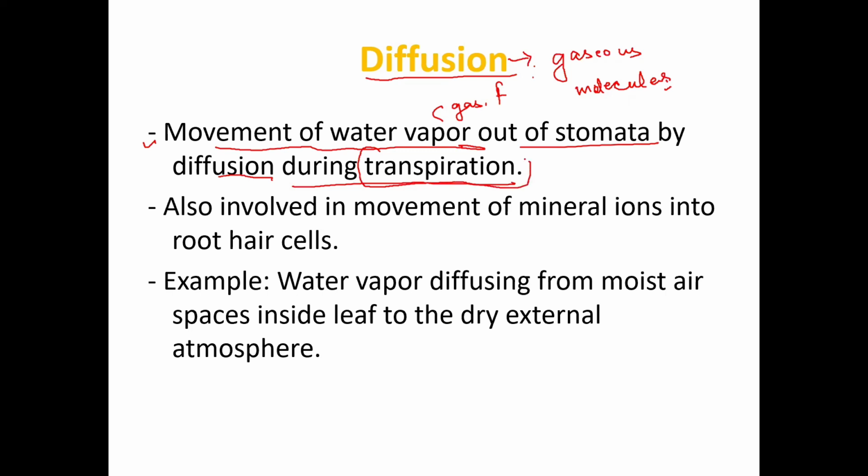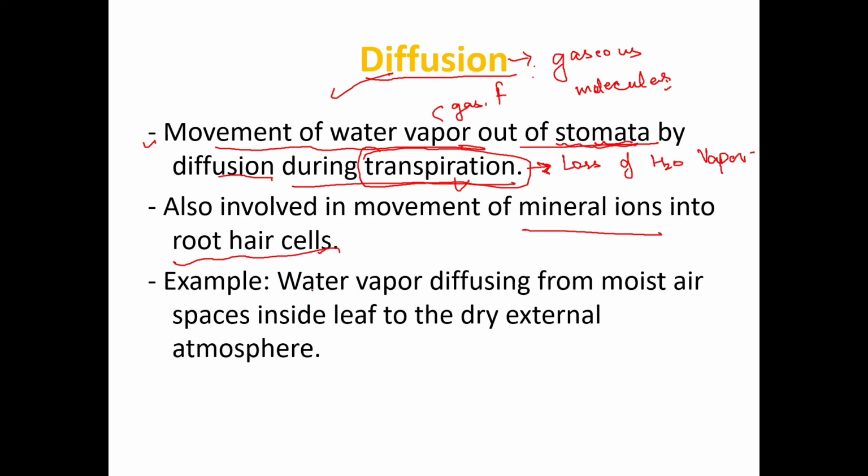What is transpiration actually? Plants use water in a limited amount and the leftover water is evaporated with the help of stomata, and this is called transpiration. You can say it's a loss of water in the form of vapor through stomata, that is called transpiration. Diffusion is also involved in movement of mineral ions into root hair cells. So mineral ions from the soil move into the root hair cells by the process of diffusion.